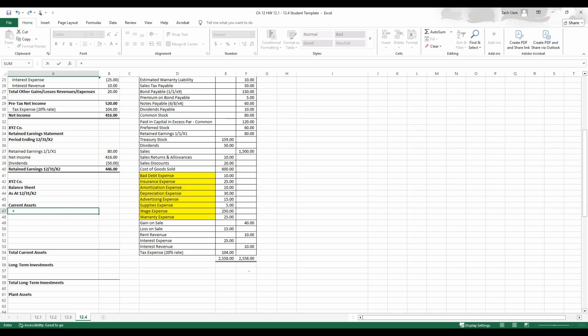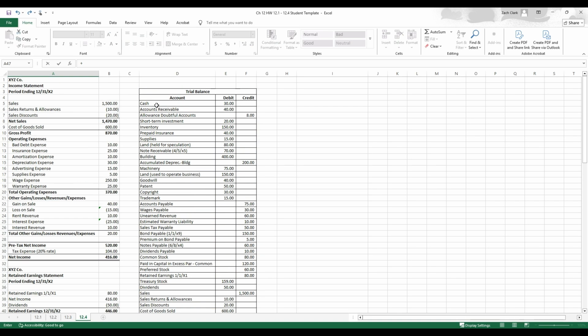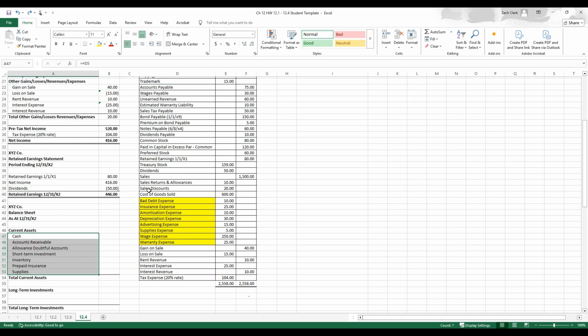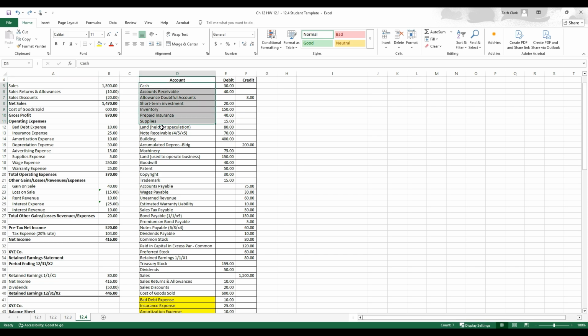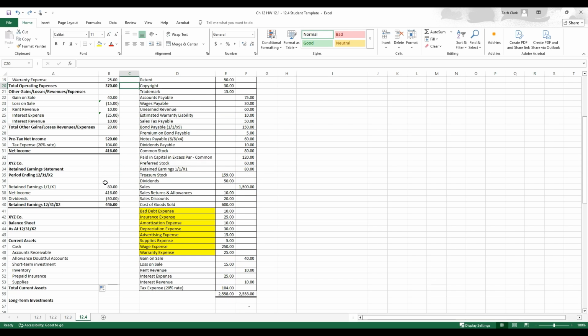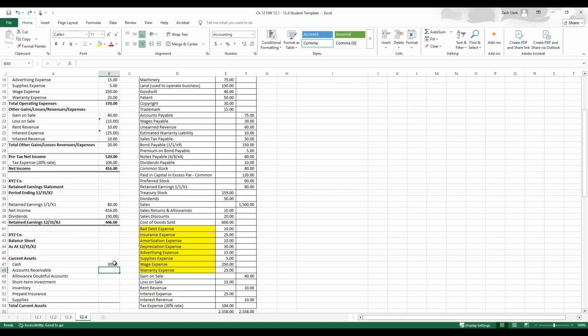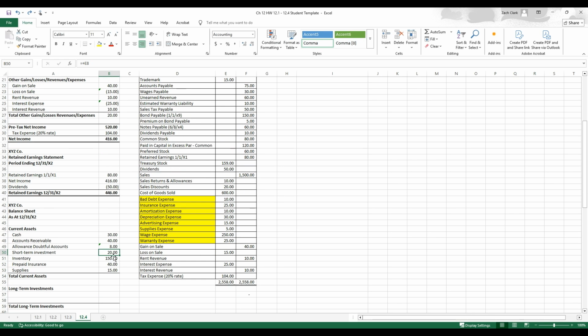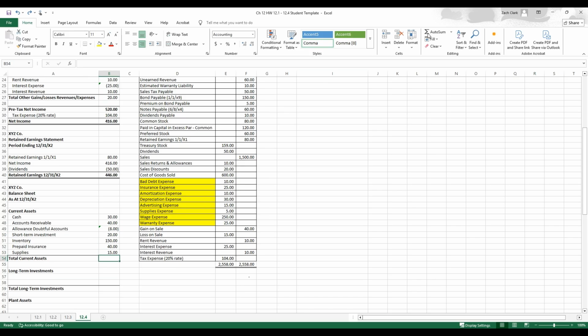Alrighty, so now we're down to our balance sheet. And again, we've got all of our current assets grouped together up here. So we can go in and just drag that down, and that pulls in everything between cash and supplies. And everything beyond that is going to be non-current assets. So we can go back up to cash. We'll just drag that down. Be careful. The one thing to keep in mind is that our allowance for doubtful accounts, a contra asset, is going to be negative. So we've got to be careful to link to the right cell there and then make it negative.